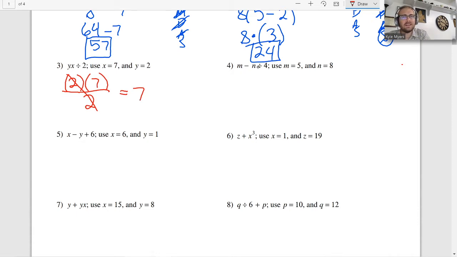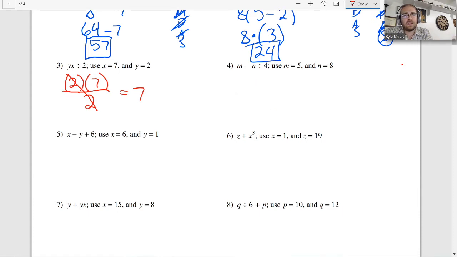So m minus n divided by 4. Now, when they say this, now it matters. So when they say this, what they mean is this right here. So we have m minus n over 4. I like to use the fraction bar better. I just think it looks nicer and it makes more sense. We're going to follow PEMDAS anyways, but still.